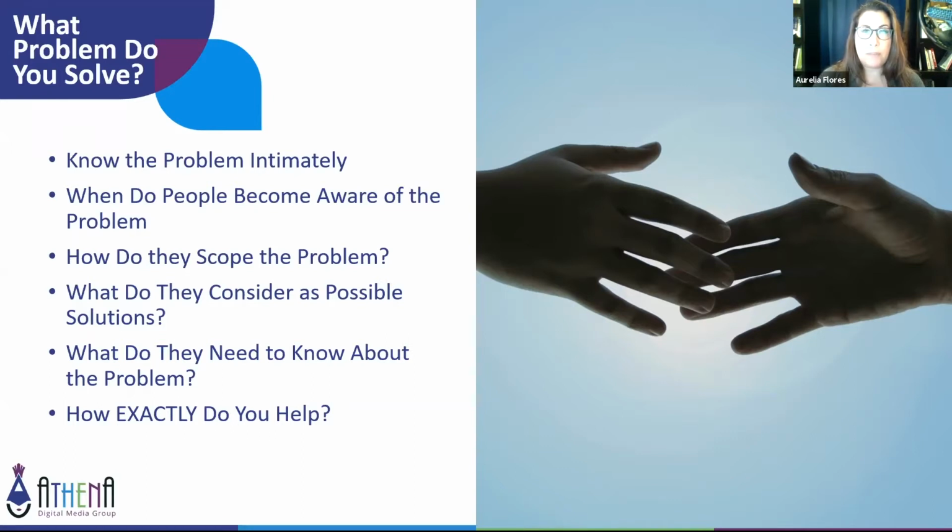We want people to become aware of the problem. And that's another big piece: we often think that everybody should know that they have a problem that we're going to solve for them. And they often don't, or they don't articulate it in the way that you would. So when you're answering the question, what problem do you solve? You want to know the problem.